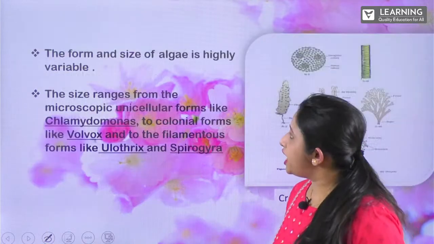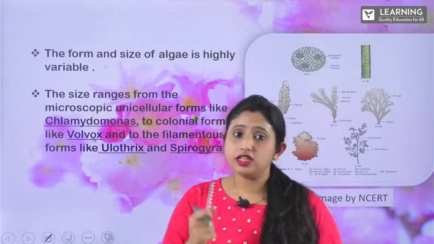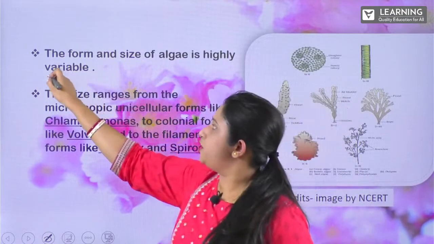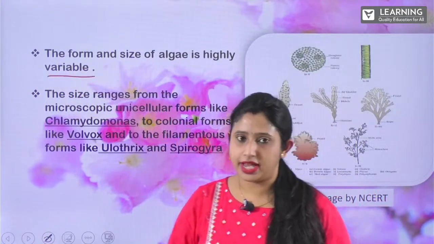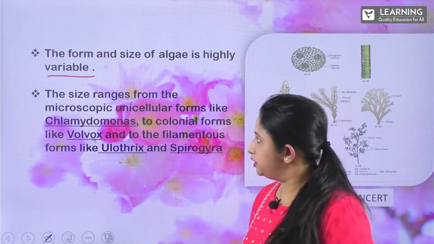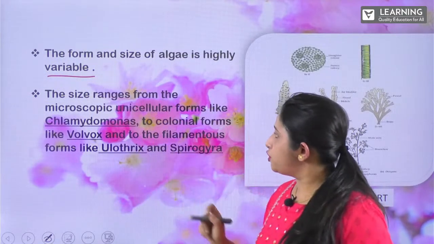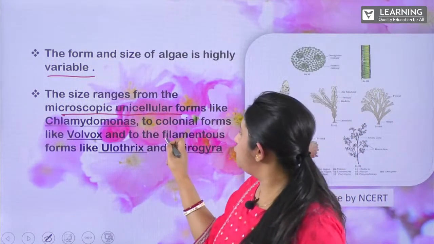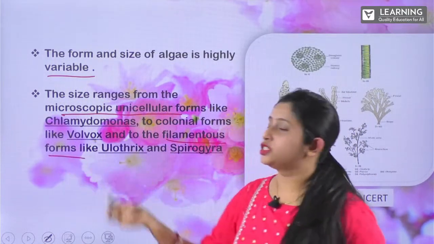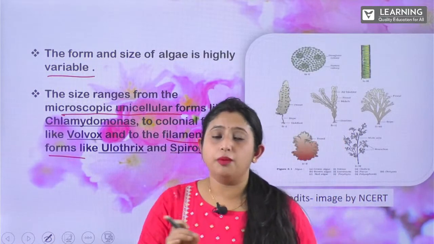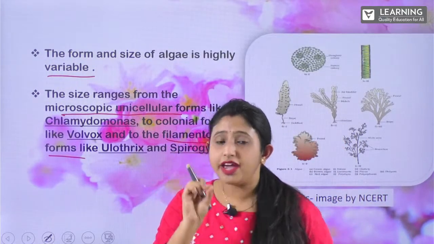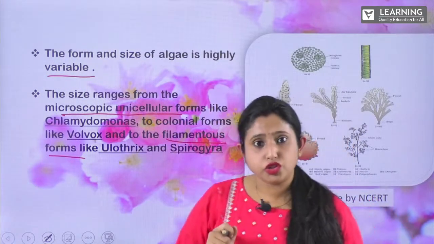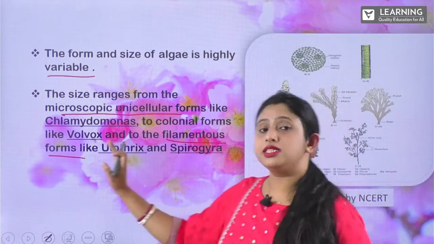Some more characteristics are there: the size of the algae. What is the size of the algae? The size of the algae varies. There is no proper size, right? So it is variable. The size ranges from microscopic unicellular forms to filamentous forms. So it ranges from very, very tiny, that is microscopic, unicellular forms to your filamentous forms.